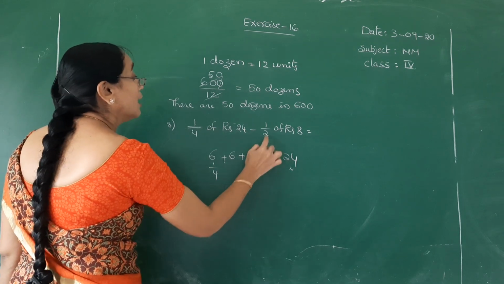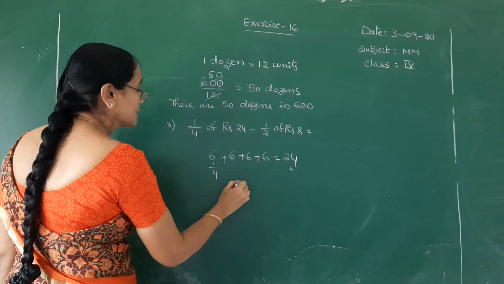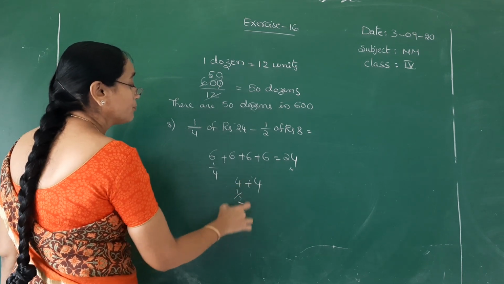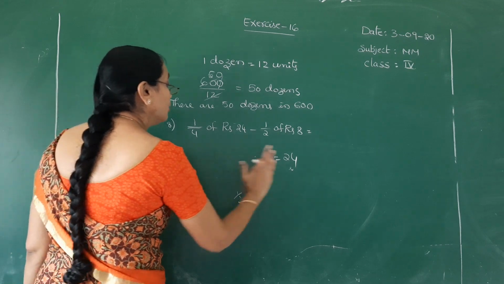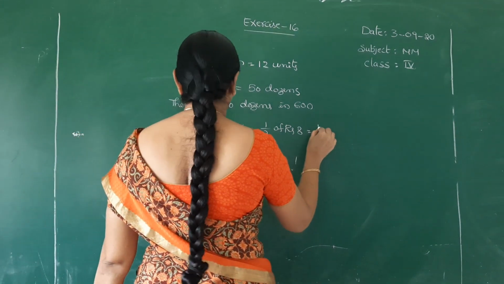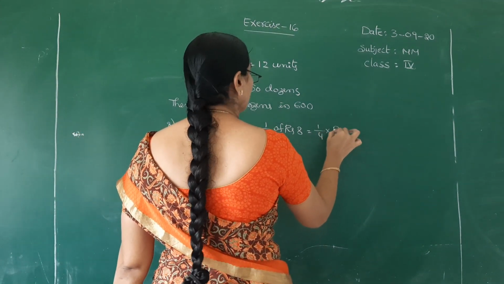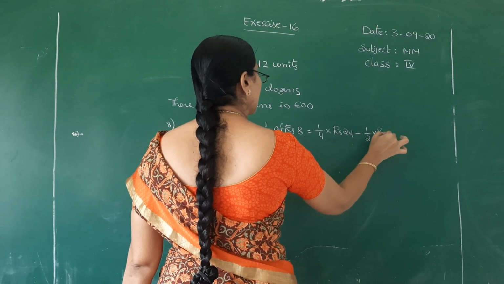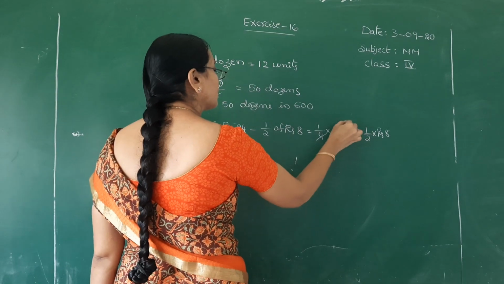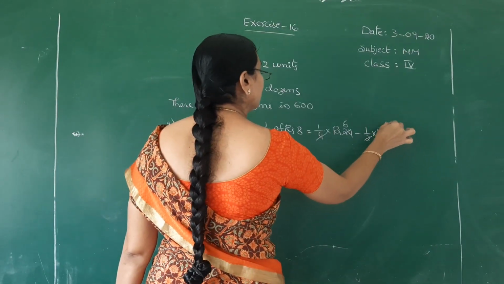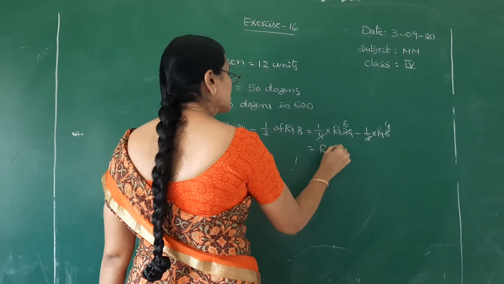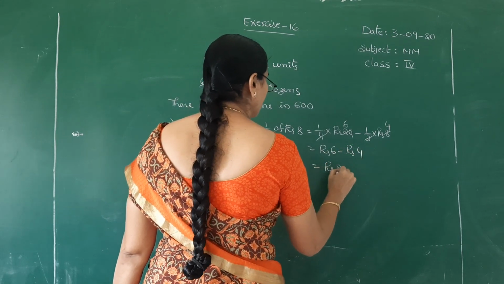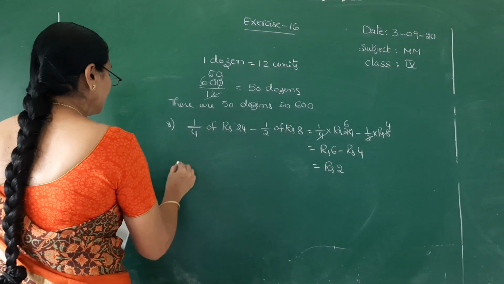And 8, half of 8. Half means 8 can be split into 2 parts. So 1 by 2. Half of 8 is 4. But how to do the problem? We have to see: 1 by 4 into rupees 24 minus 1 by 2 into rupees 8. So 4 will go in 24, 6 times, 2 will go in 8, 4 times. Rupees 6 minus rupees 4. So how much is it? 2. 6 minus 4 is 2.